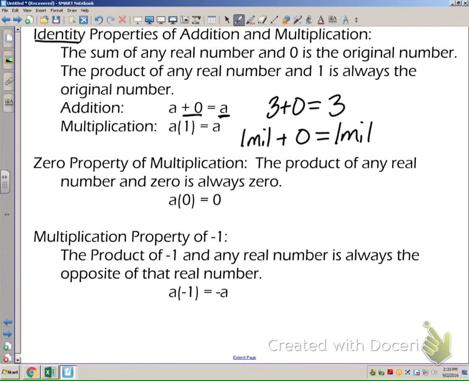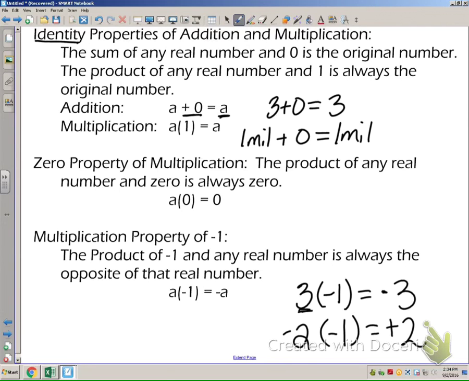Multiplication property of -1 states that the product of -1 and any number is always going to be the opposite of the number that you started off with. So if I have 3, I multiply it by -1. I started off with 3 and I end with -3. I ended up with the opposite of what I started with. This is the multiplication property of -1. If I start with -2 and I multiply it by a -1, we know that a negative times a negative is a positive, so I end up with a positive 2. I started with a -2, I ended with a positive 2.